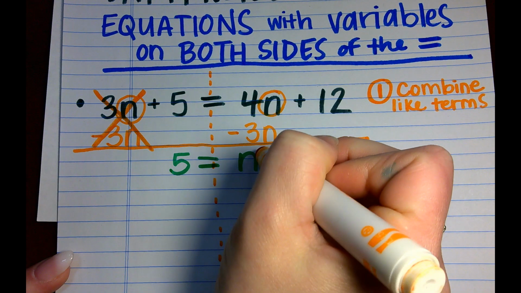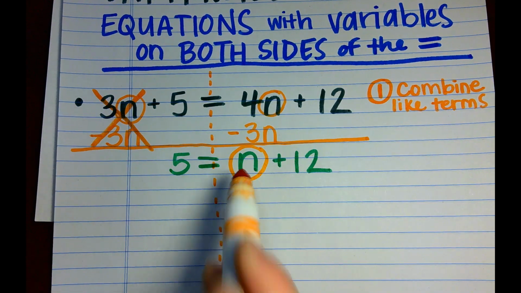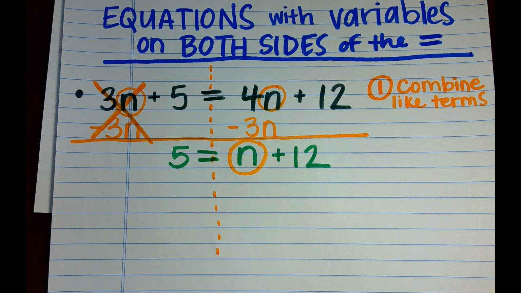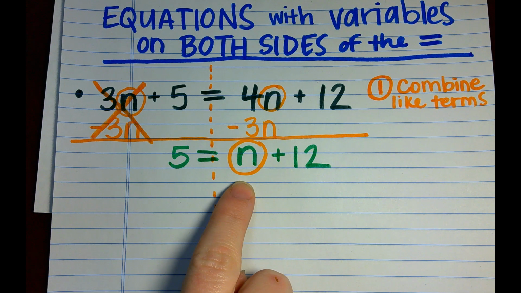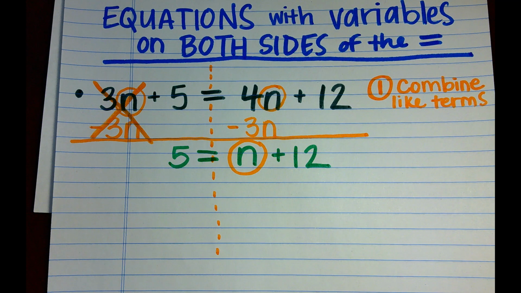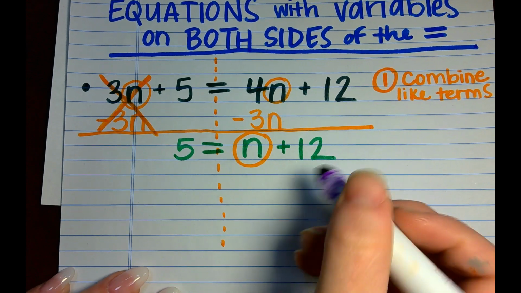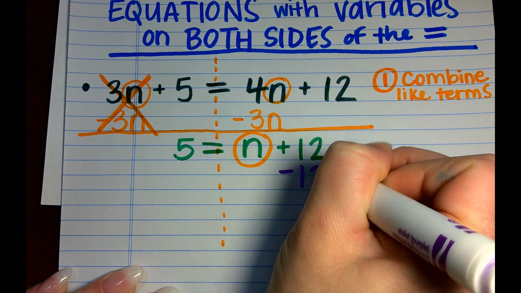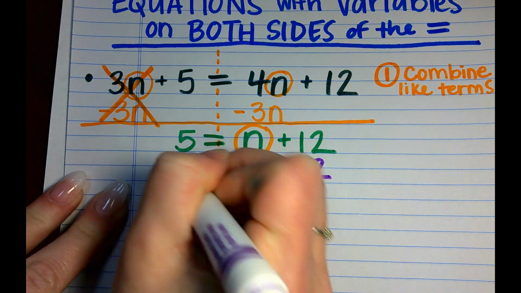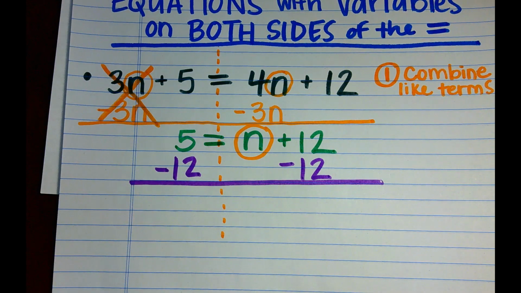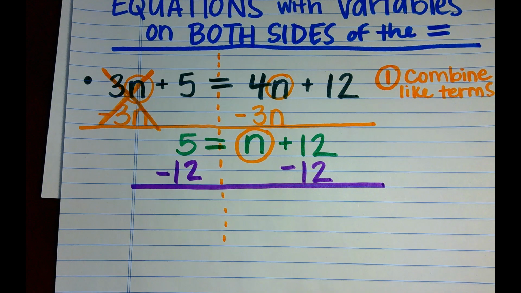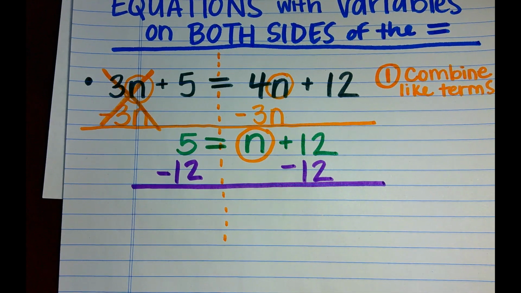I still have the same goal. I'm trying to get n by itself. What is keeping n from being by itself right now? Plus 12 on that side. Yes, that plus 12. This is the only thing holding me back from having n all alone. So we're going to subtract 12. We'll do the opposite. Subtract from both sides. Yes, from both sides. Then we draw a line.